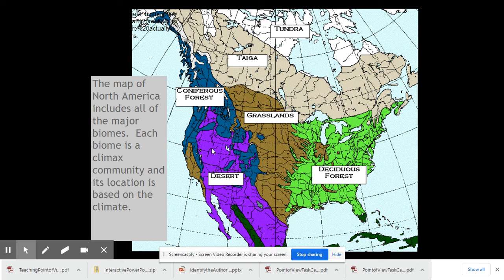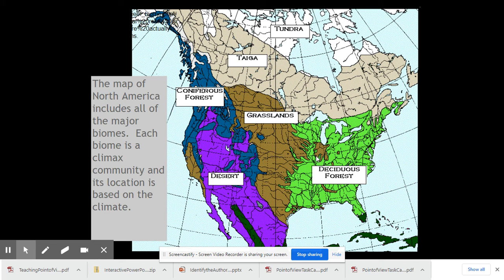And I love this map. If you guys focus on this slide, it has it all in different color codes to show you where here in North America you'll see the tundra, the taiga, coniferous forest, where that is very popular, our grasslands. And look at Ohio, a lot of that eastern half here is our deciduous forest and the desert. I really like this map because it includes all of the major biomes, and each biome is a climax community, and its location is based specifically on its climate, my bad.